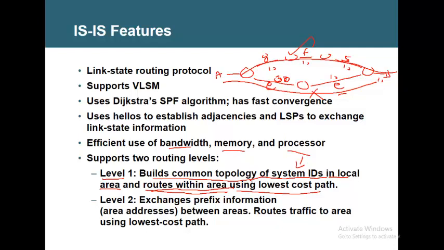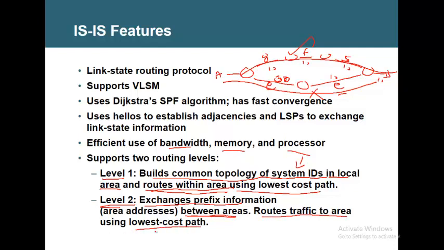LSPs of L1 are nothing but the routes within the local area. So there will be two different databases in ISIS. One for within the area, the other one for between areas. What is between areas? Like type 3 LSA, we have level 2. This exchanges prefix information between areas and routes traffic to the area using the low-cost path.